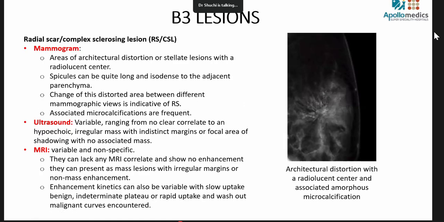Then radial scar or complex sclerosing lesion. On mammogram, it will be architectural distortion, with spicules that are quite long, isodense to adjacent breast parenchyma. Changes of the distorted area between different mammographic views are indicative of radial scar. The appearance will change on different views. Associated microcalcifications are frequent. On ultrasound, it is variable, ranging from no clear correlate to a hypoechoic irregular mass. On MRI, they can have no MRI correlate and show no enhancement, or they can present as a mass lesion. Enhancement kinetics can also be variable.